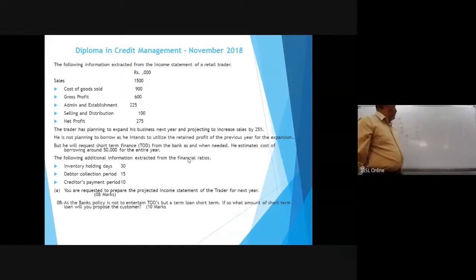Right. So what would be the profit? 750 minus 281 minus 112 minus 50. The expected profit is 307.